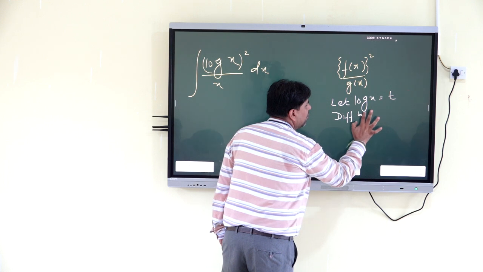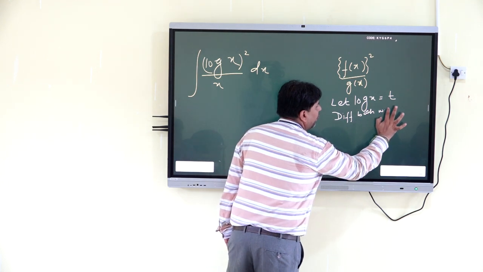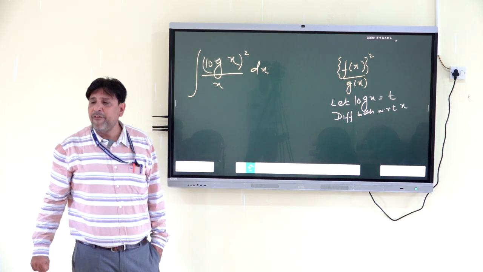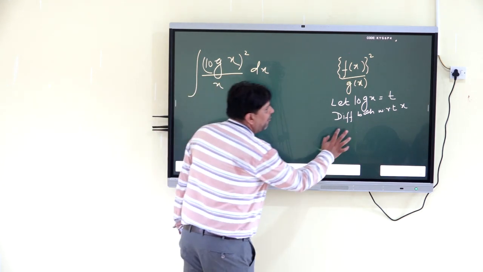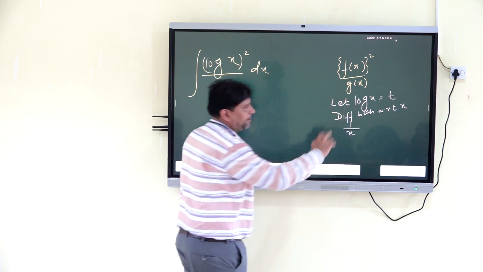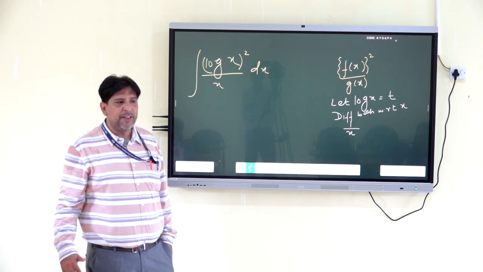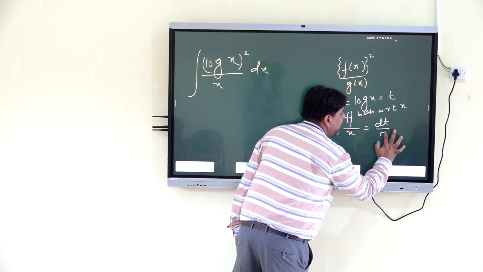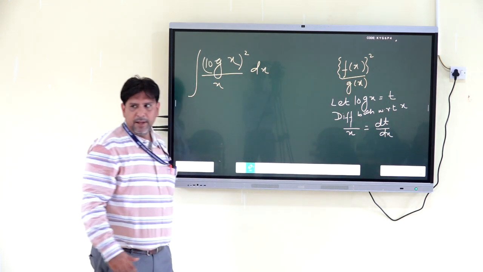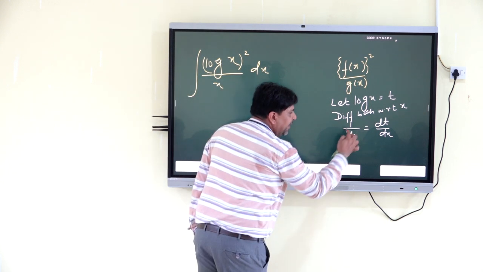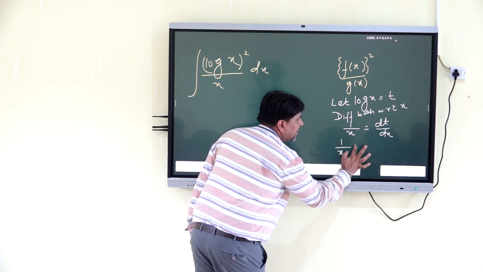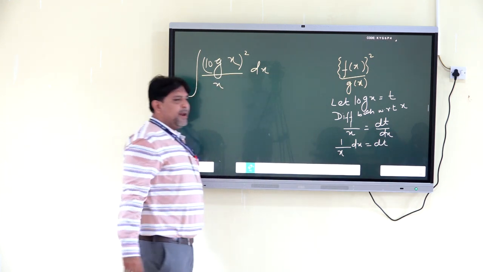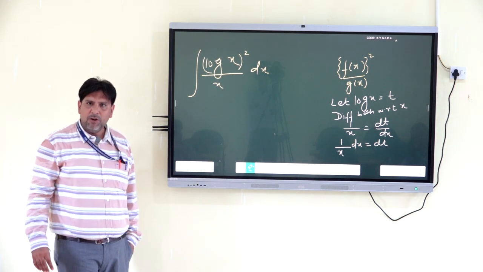Differentiating both sides with respect to x. Now what is the derivative of log x? The derivative of log x is 1 by x. And the derivative of t with respect to x is dt by dx. Now if we take dx this side, what will we get? 1 by x into dx is equal to dt.